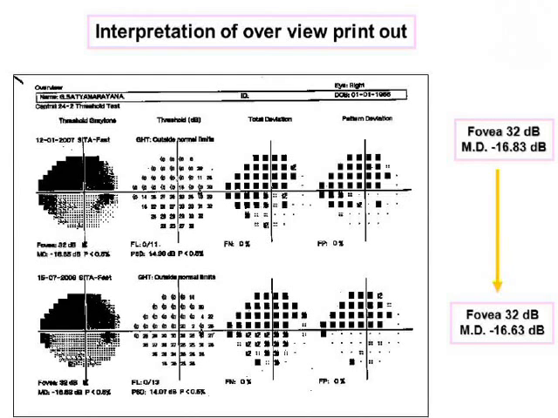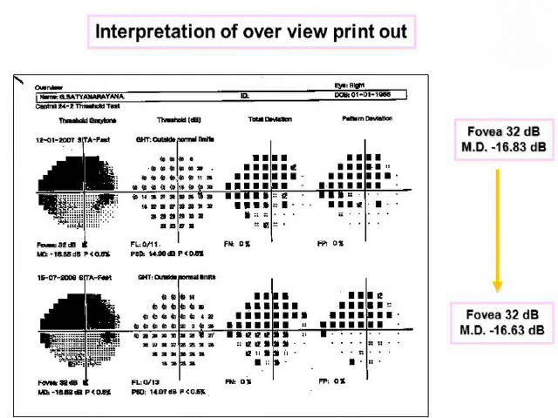If there is a uniform change in mean deviation, maybe due to cataract, that means the PSD will not change. A change in mean deviation with a change in PSD indicates irregular progression. A change in mean deviation with normal PSD, with no significant change in PSD, indicates uniform progression.